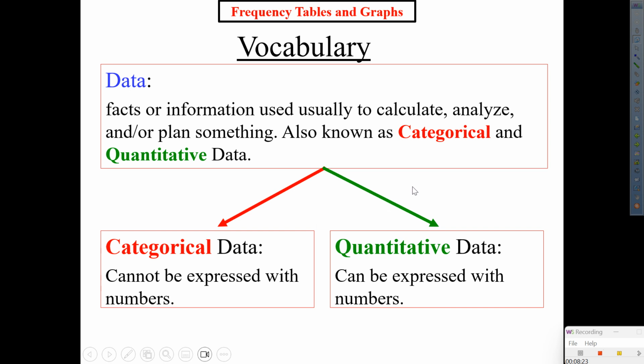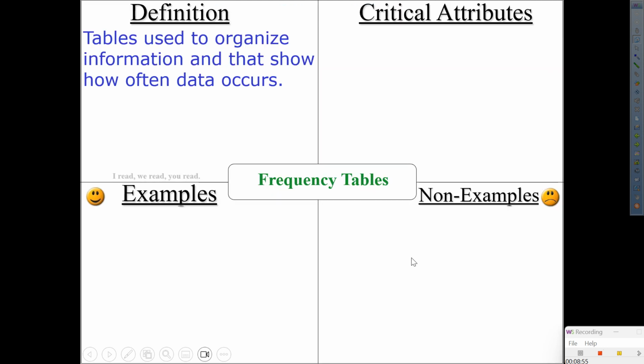Yeah, who remembers qualitative, right? Qualitative data, yeah? So categorical is the same thing as qualitative. So thinking about those 2 types of data that we're going to continue working with, we went from there to tables. I introduced frequency tables, and we said that they were used to organize information and show how much the data occurs. And then I gave you this one.